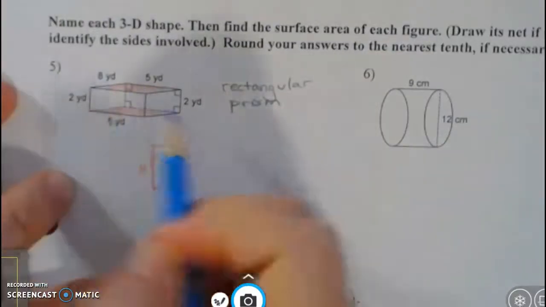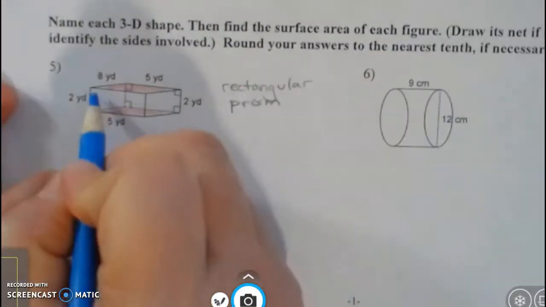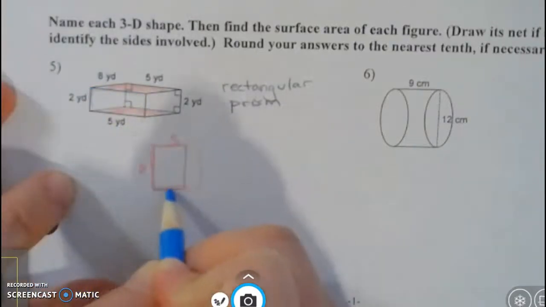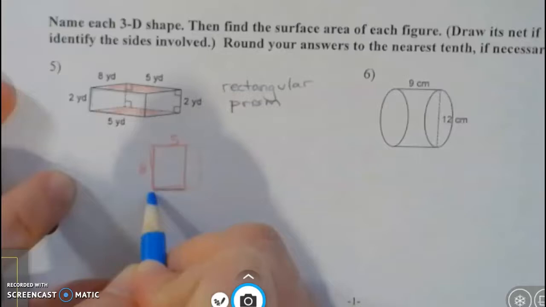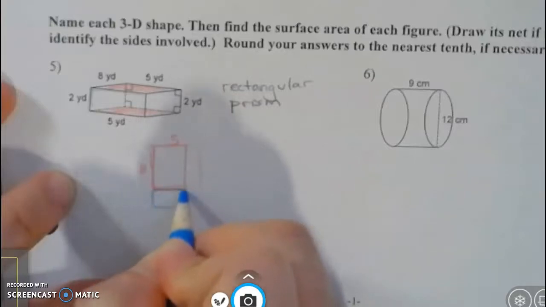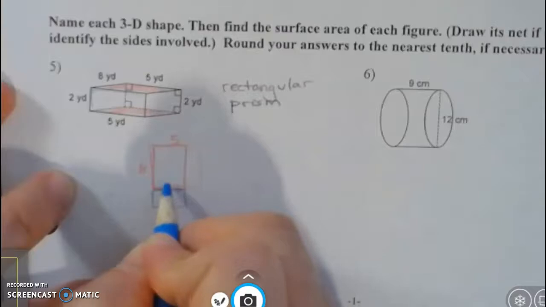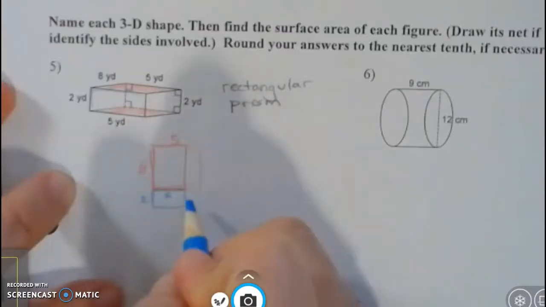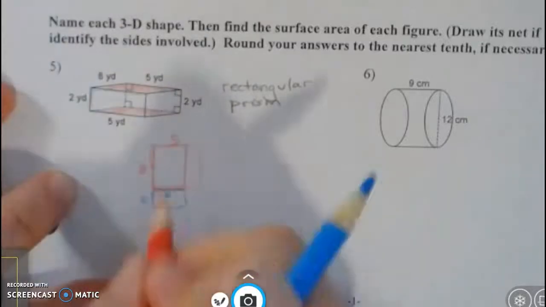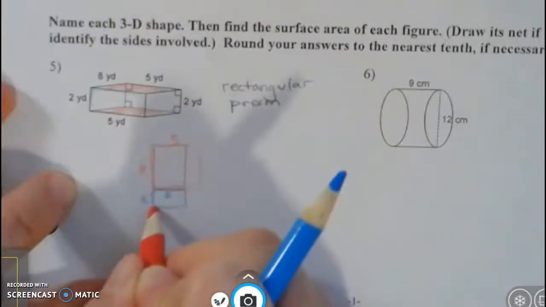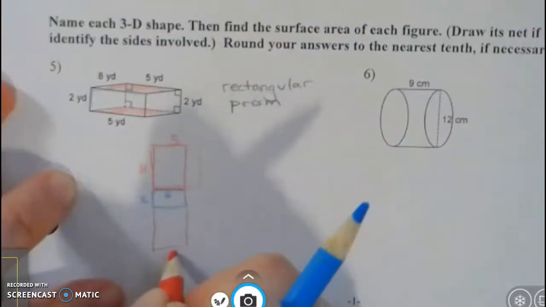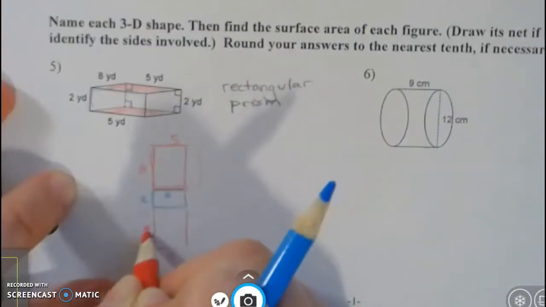Okay, and then that face is being joined by this rectangle that has the width of 5, but then the length of 2. So that's going to be 5 as well here, but this is going to be 2. And then at the bottom, I have the identical shape and size. So that's going to be 5 here, and that's going to be 8.